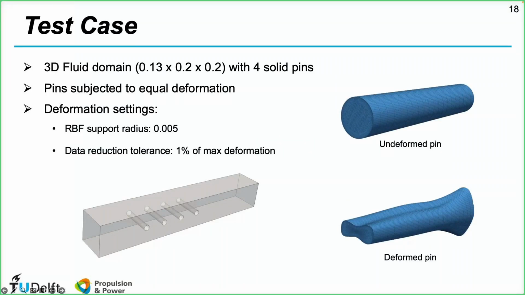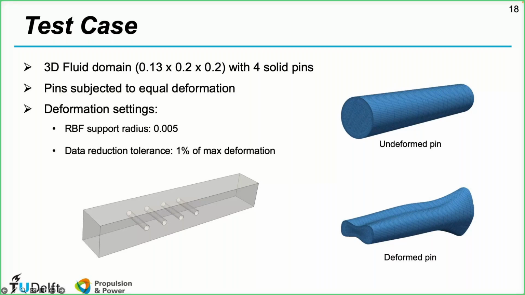So let's look at some results. For this, I've used a 3D conjugate heat transfer test case, which is basically a 3D fluid domain, as you can see here, with 4 equal pins. And I believe this is around 1.7 million elements in this domain. And these pins are subjected to an equal deformation, which was the result from an optimization, which actually failed because the linear elasticity analogy method couldn't deal with the deformations that were occurring in the pins. And therefore, it was really a nice benchmark test case to see how the RBF would perform in that case.